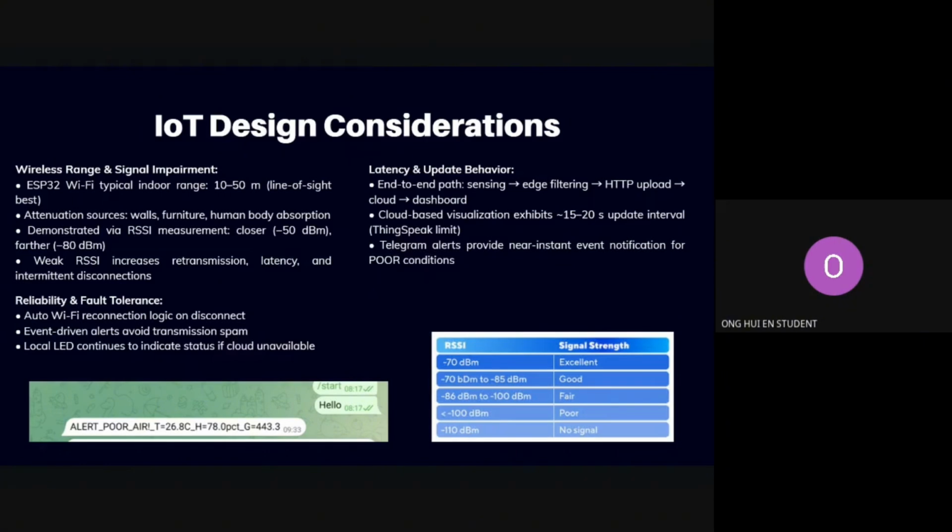In the system, I also handled reliability and fault tolerance. So when Wi-Fi is not connected, it will reconnect to continue to the next part. And the event-driven alerts avoid transmission spam. The local LED will continue to indicate status although the cloud is unavailable.